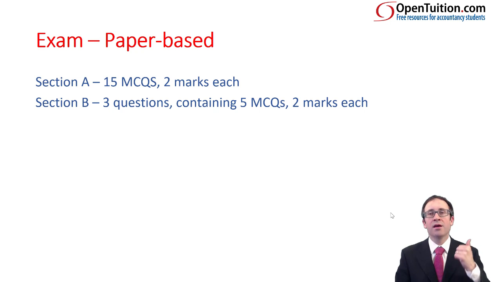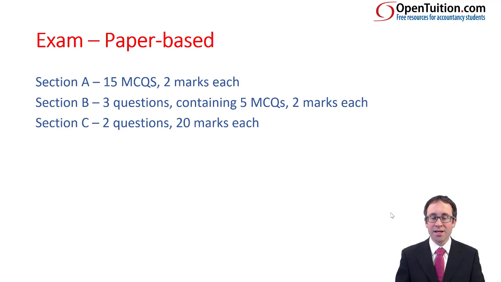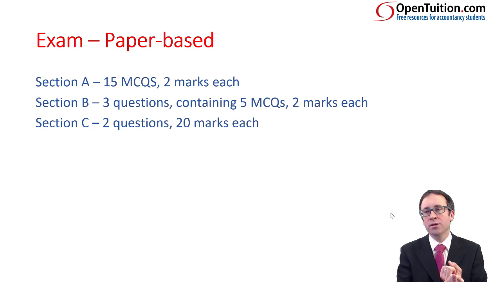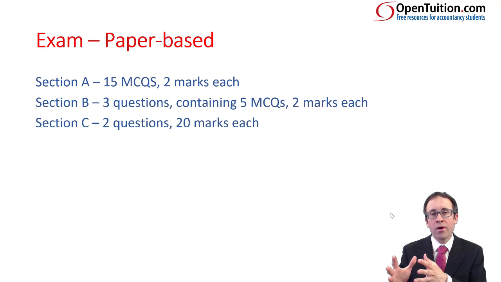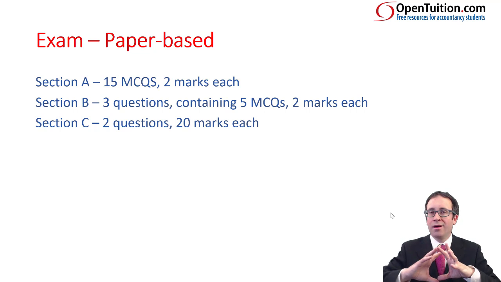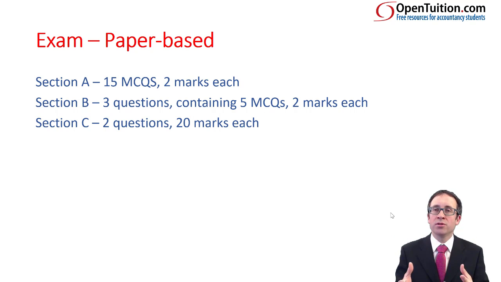So 30 in section A, 30 in section B, that means there are 60 marks. And therefore section C has the remaining 40 marks available. There will be 2 questions, each worth 20 marks. One will cover the analysis and interpretation of financial statements, and the other 20-mark question will either be preparation of an individual company set of accounts or the preparation of a group set of company accounts. It wouldn't ask you to prepare the statement of financial position and the statement of profit or loss for the group. It would just ask you to prepare one of them.